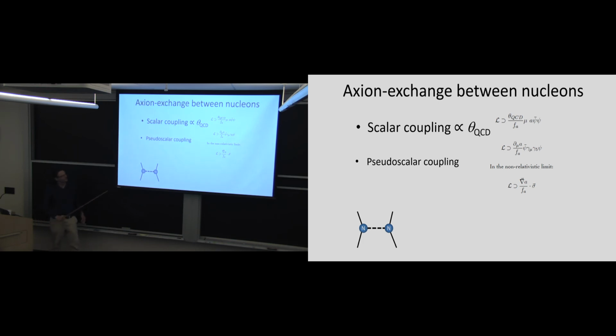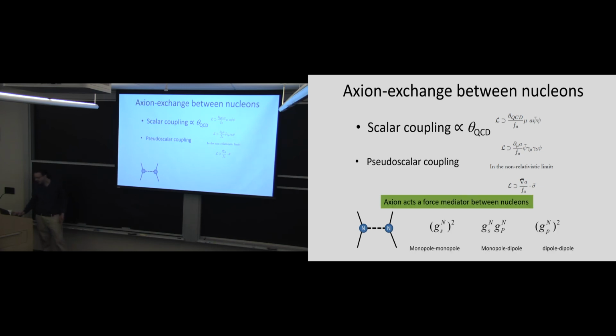And so if I have two nucleons, for example, I have a vertex here. I can have an interaction between the nucleons with the axion acting as the force mediator, where the vertices could either have two copies of the scalar coupling, what I call the monopole term, one monopole term and one dipole term, or two dipole terms. Our experiment is looking for interactions of this middle kind, where I have a product of the scalar coupling and the pseudoscalar coupling.